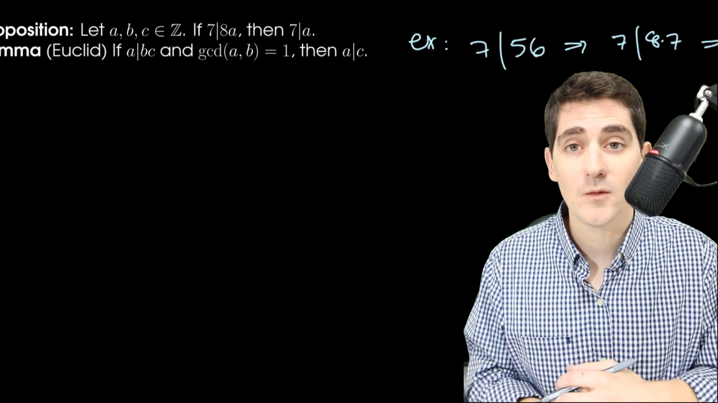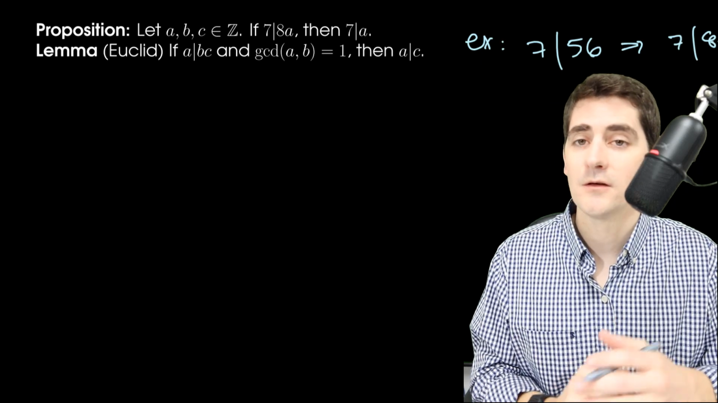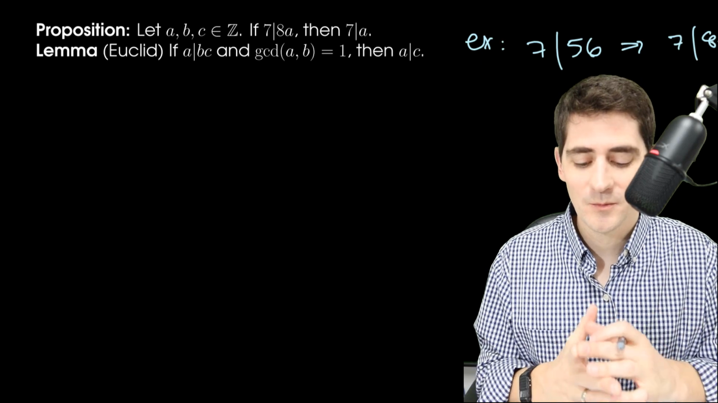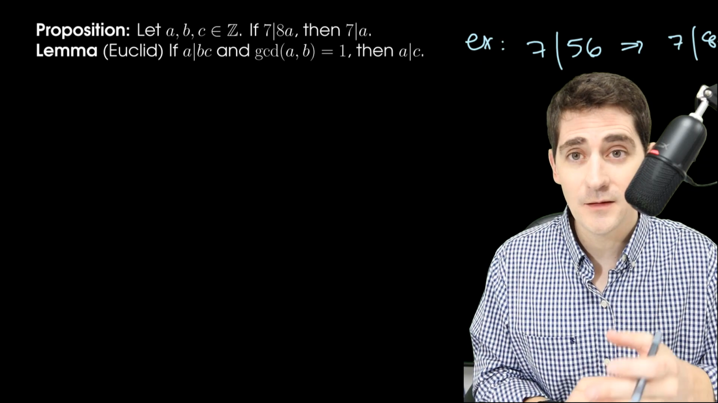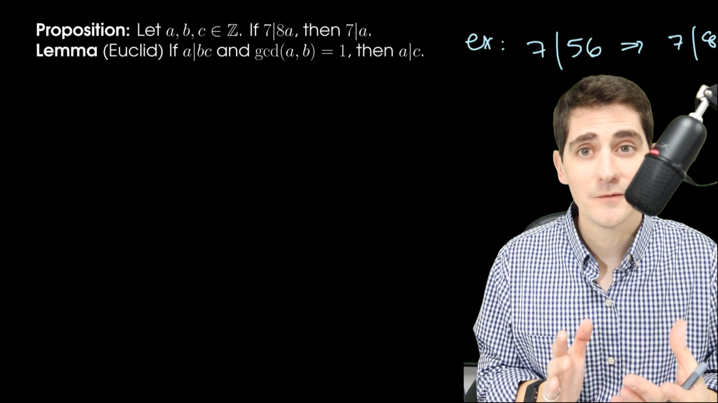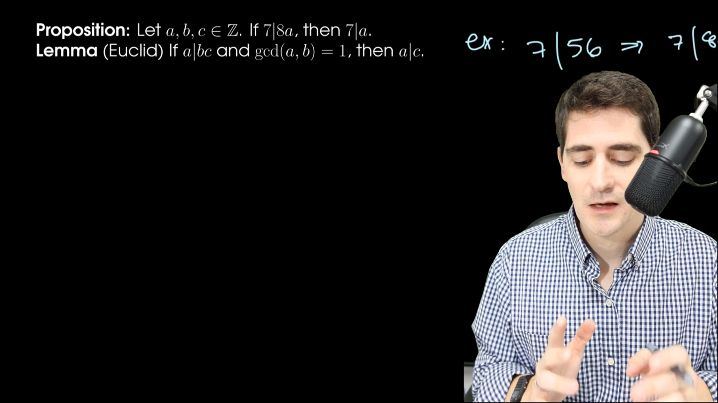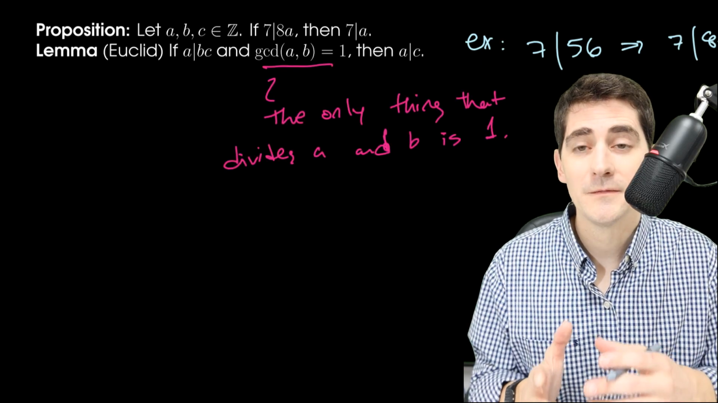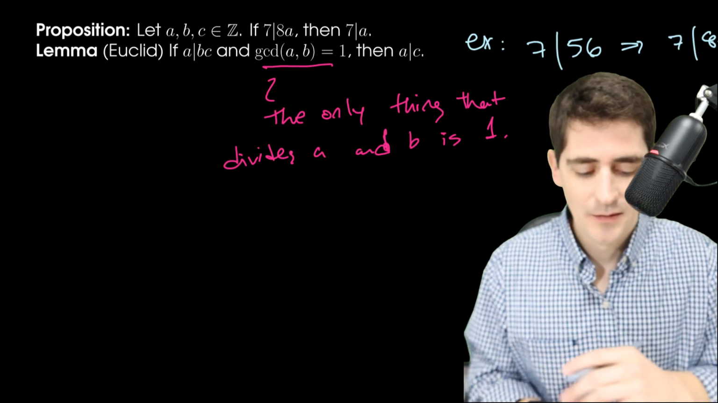Now, to prove it, we need to add in one additional statement, and that's what I have this lemma here. It's called Euclid's lemma, a very powerful lemma. We might prove it later on, but for now we're just going to say, hey, just trust me on this. And it says that if a divides two things, b times c, but also the greatest common divisor of a and b is 1, so that means that the only thing that divides a and b is 1, if that's true, then a divides c. So it's kind of like I can just get rid of the b and not worry about the b.